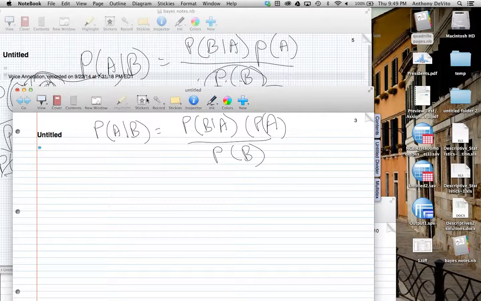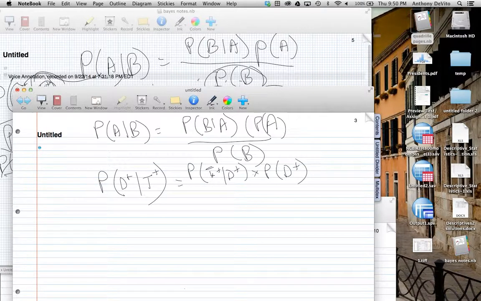Let's think about this. For our purposes, we're looking at the conditional probability, the positive predictive value: the probability that the person has the disease given that they've tested positive, just as we did before. That's going to be equal to the probability of B, which is testing positive, given that A, that they have the disease, times the probability of A. What is A again? A is that they have the disease.